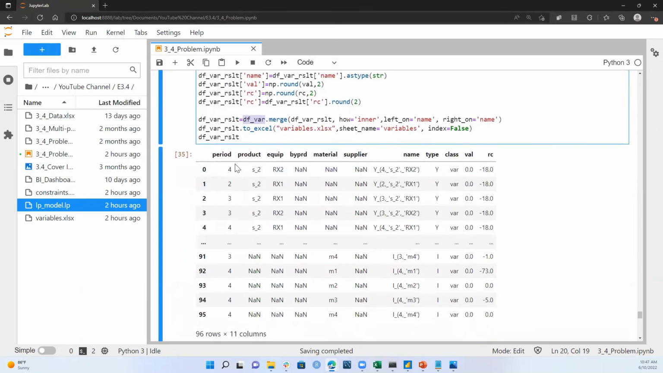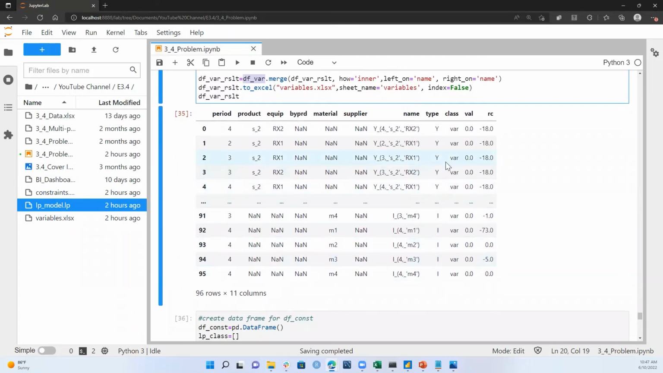And so what you see here is the data frame I had before, 96 rows. The first 8 columns that I had before, plus now I've merged on the value and the reduced cost for that. So again, the value is whether or not I made any of this material on this mixer in this period, what the inventory was for this material in that period, and then the reduced cost associated with that.